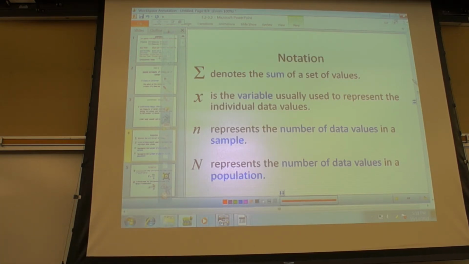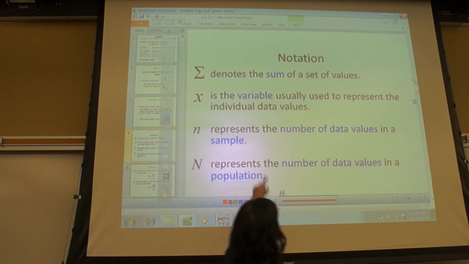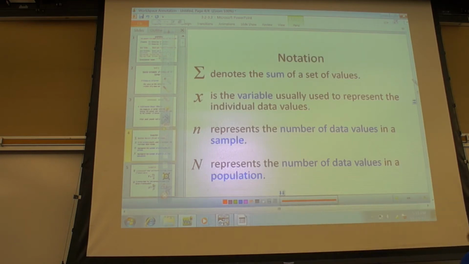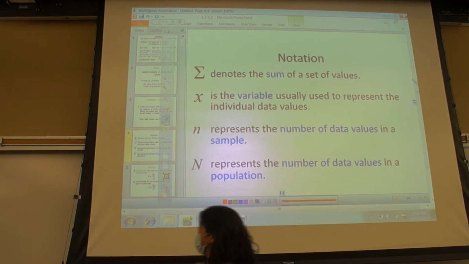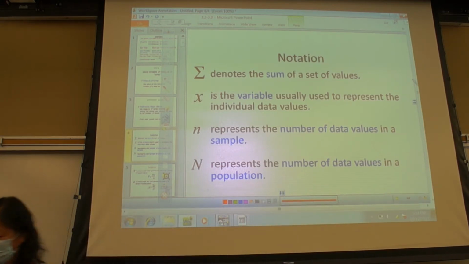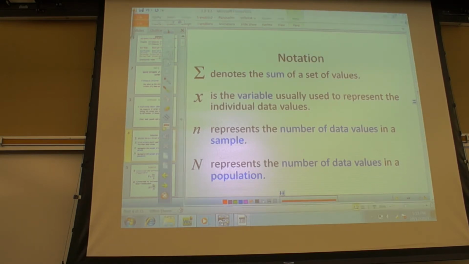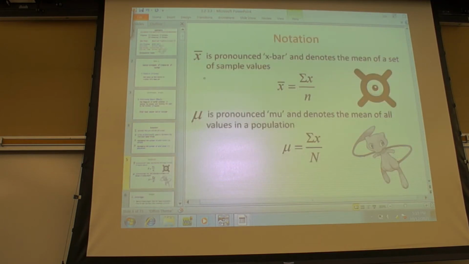X is the variable usually used to represent the individual data values, so X means each individual data value. n represents the number of data values in a sample. Capital N represents the number of data values in the whole population. Again, you should have filled that in your notes, or you should be filling it in now.